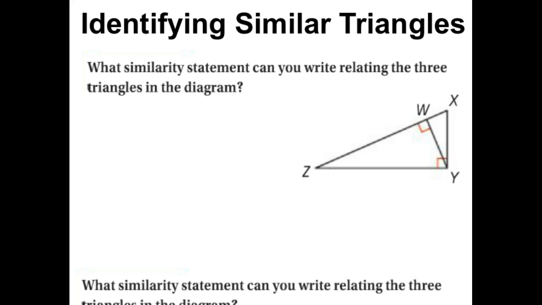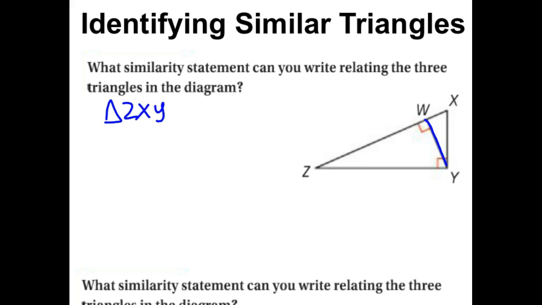So, identifying similar triangles. It says, what similarity statement can you write relating the three triangles in the diagram? Here's my large triangle, divided with an altitude through it in blue. I might first start by writing the name of the large triangle. So I say triangle ZXY.